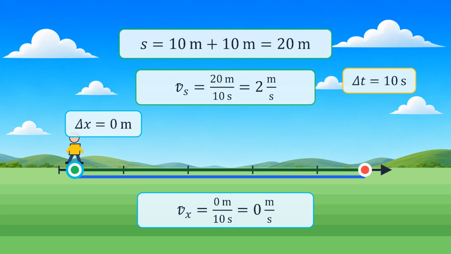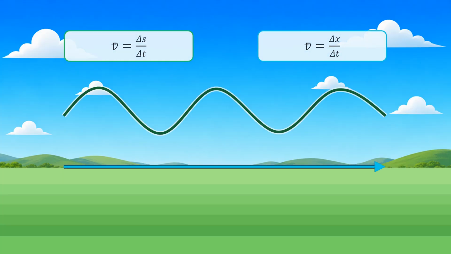This is the key contrast. The average speed is greater than 0 because distance accumulated along the path. The average velocity is 0 because the overall change in position is 0. Average speed remembers total distance in time. Average velocity remembers only displacement in time. Average speed asks how quickly distance accumulated. Average velocity asks how quickly the position changed from the initial position to the final position.